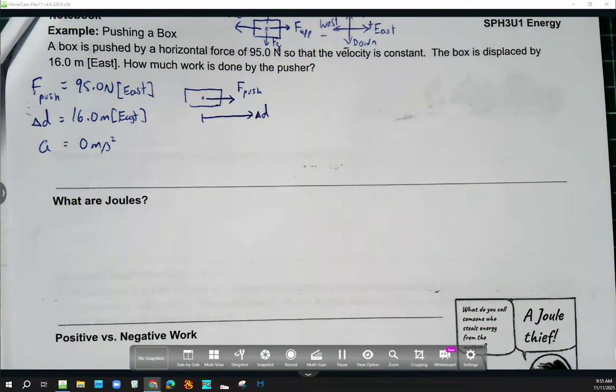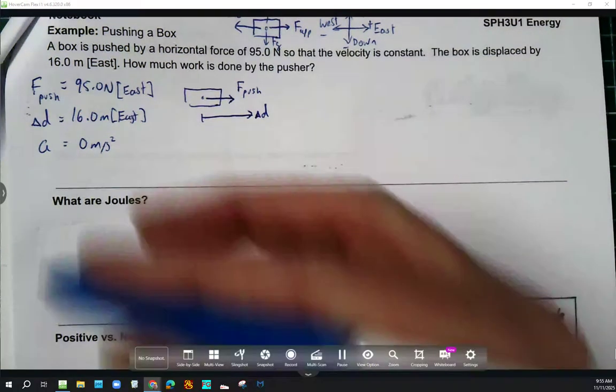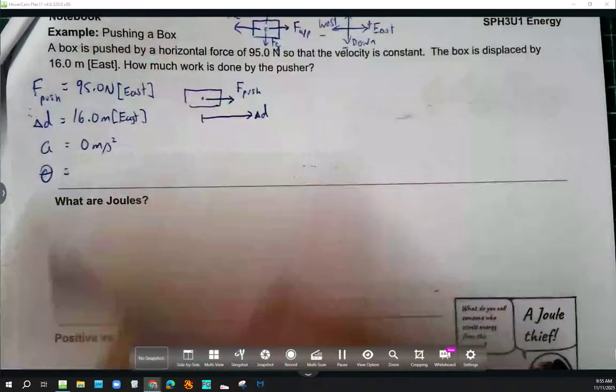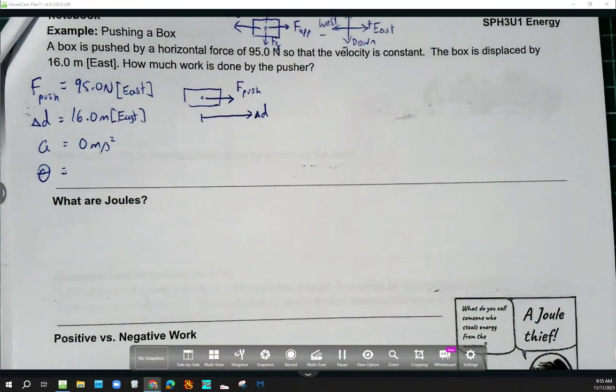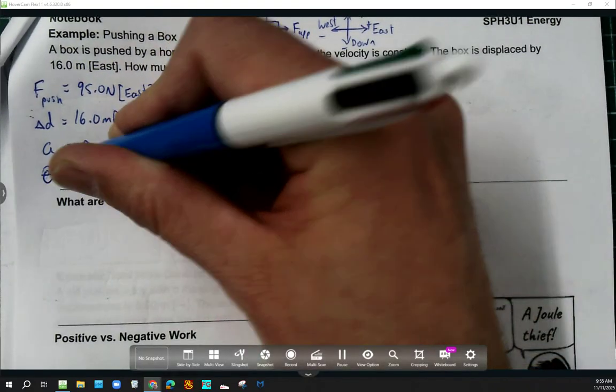But if I look at the push force and the displacement, what's the angle between those two vectors? What's the theta value? Are they going in the same direction? Yeah. If things are going in the same direction, what's the angle between them? Zero. Yeah, 0 degrees. We say it's 0 degrees.